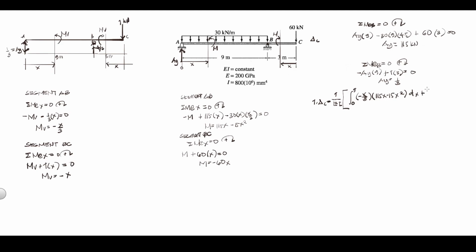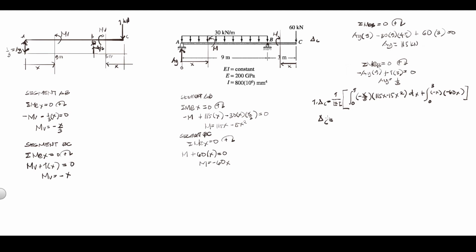Plus natin for segment BC. So what is MV for segment BC? Negative X. M, negative 60X. Okay, so limit, simula natin sa point C hanggang point B. So 0 yung point C natin, puntang point B, that is 3 meters. Then, what is delta C?